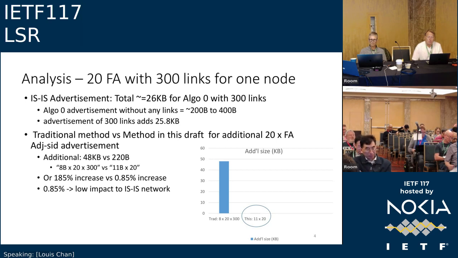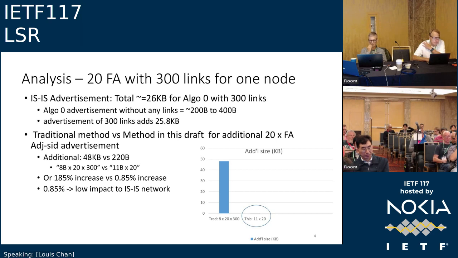But then if we add another 20 flex algos with these 300 links, we can compare between the traditional method, which is per link advertisement, around 8 bytes times 20 times 300, versus this method. The current draft is only 11 bytes times 20 because we only advertise offsets. So you see the increment comparison is 185% versus 0.85% increase.